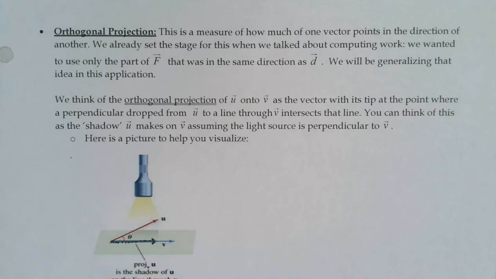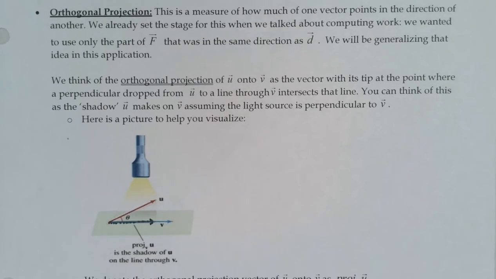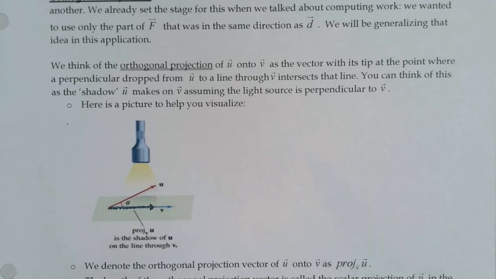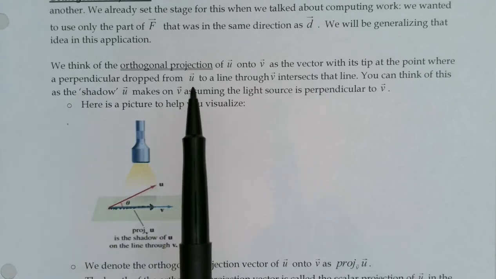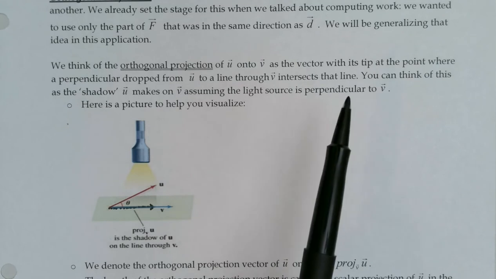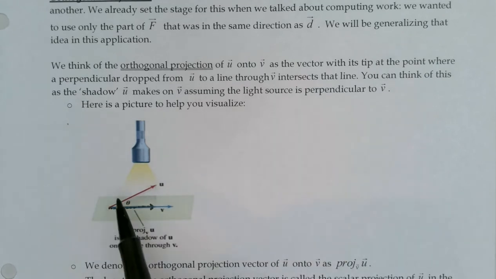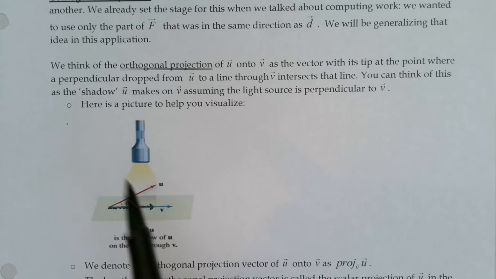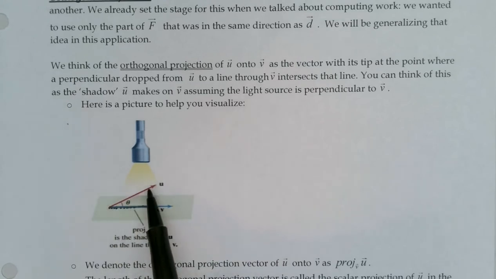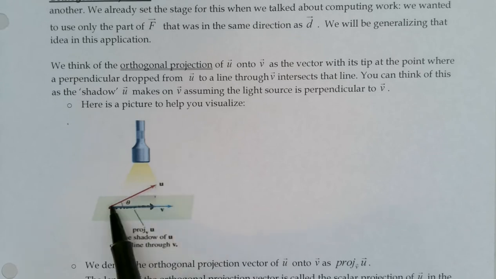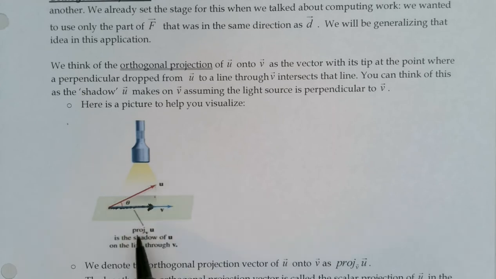So we can think of an orthogonal projection of u onto v as the vector with its tip at the point where a perpendicular dropped from u to a line through vector v would intersect that line. So here's u right here, and then you think of having a light up above it, and it casts a shadow. That vector u casts a shadow, and it's right here. That little shadowy bit, that is the projection of u onto v.